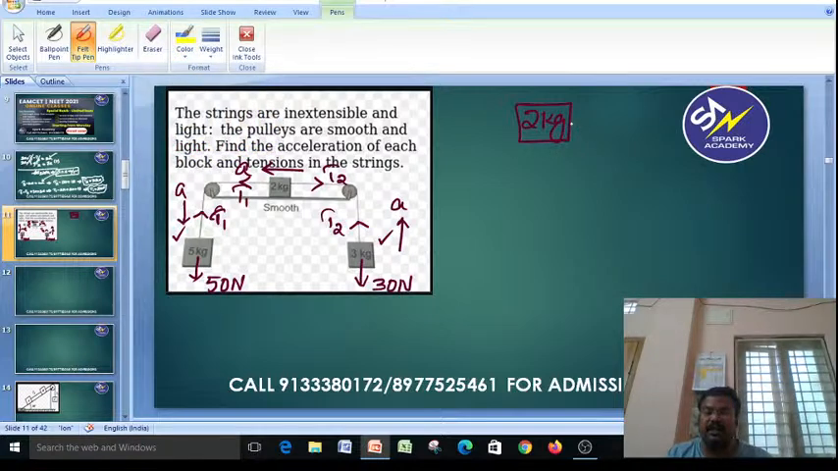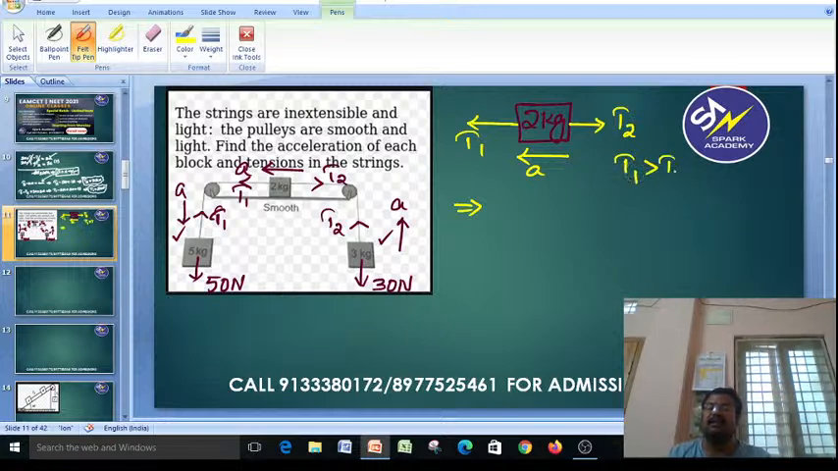Right, this is the 2 kg block that I am taking here. This is tension T2 and the other one is tension T1 here. And the acceleration is acting towards the left side. So what about the net force acting on the particle? In this case, tension T1 is greater than tension T2.